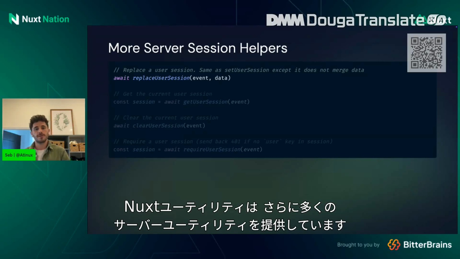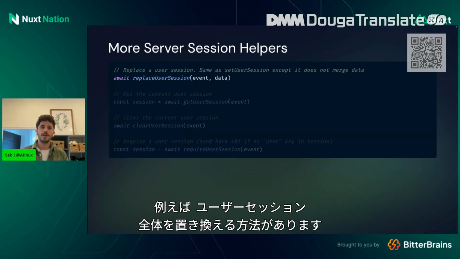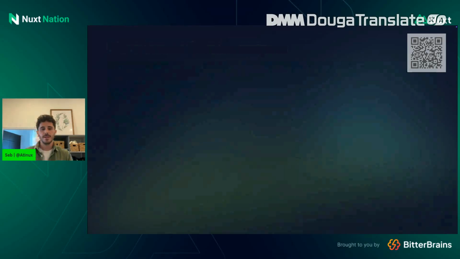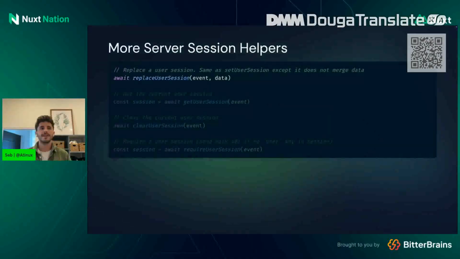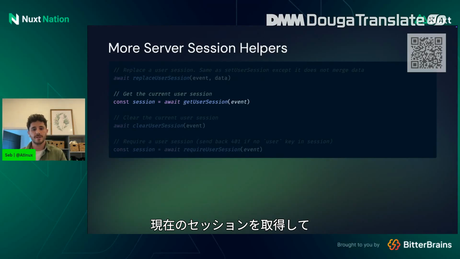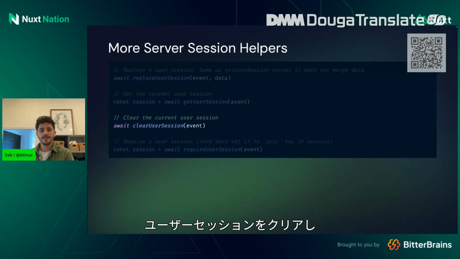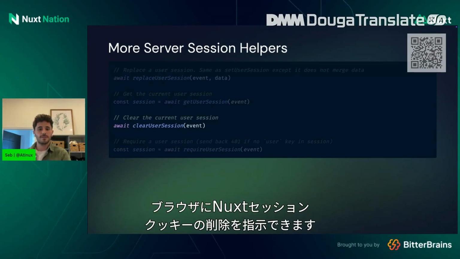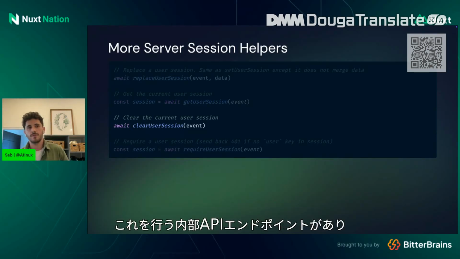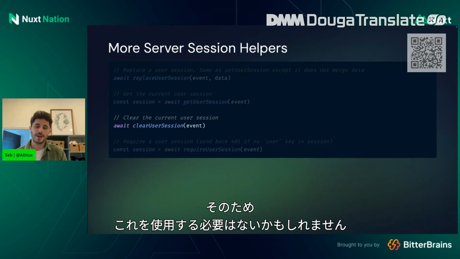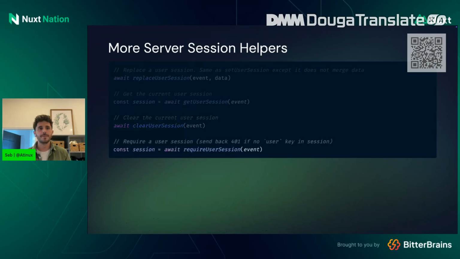Nuxt.utils also exposes more server utils, such as a way to replace the whole user session, because by default, setUserSession will extend the data. You can get the current session to know if an API call is authenticated or not. You can clear the user session and tell the browser to remove the nuxt-session cookie. We have an internal API endpoint which does this, also called a hook. So you may not have to use it for this.